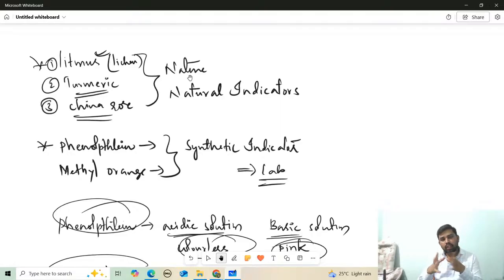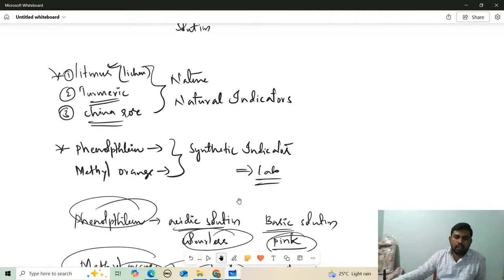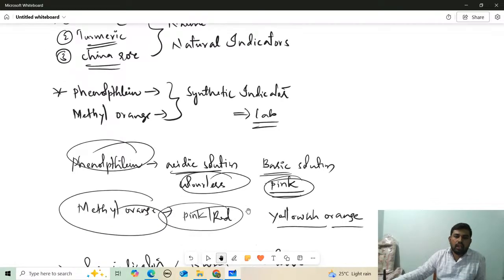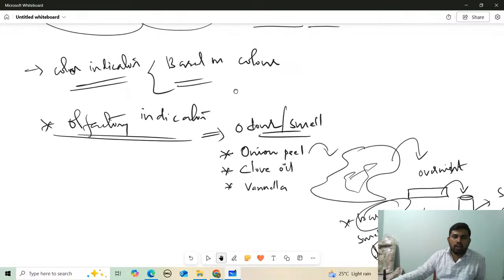Similarly, china rose indicator also comes under natural indicators. It shows magenta, or pinkish red, in the acidic medium. If it is basic medium, it will show green color. Phenolphthalein indicator will show colorless in the acidic medium and pink color in basic medium. Methyl orange will show pinkish red in the acidic medium and yellowish orange in the basic medium. Okay. Along with that, one more type of indicators are there, which are called olfactory indicators.